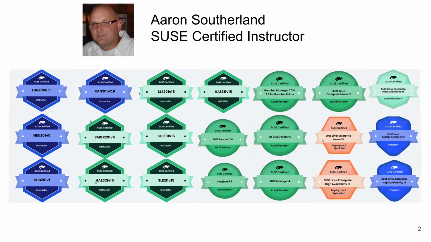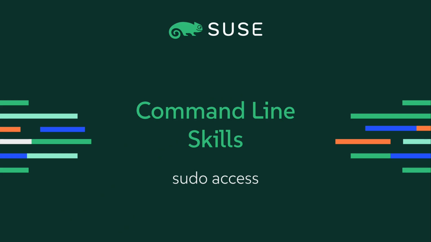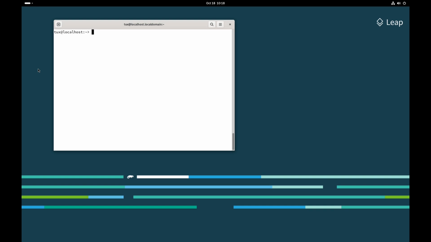And today in this video, we're going to talk about command line skills, specifically sudo access. You've probably noticed in some of the other videos that I've made that sometimes I have to elevate my privileges, or before I run a command, I have to use sudo because I don't have the necessary privileges to perform whatever task it is I need to do. So I have to essentially become root for the instance of that command.